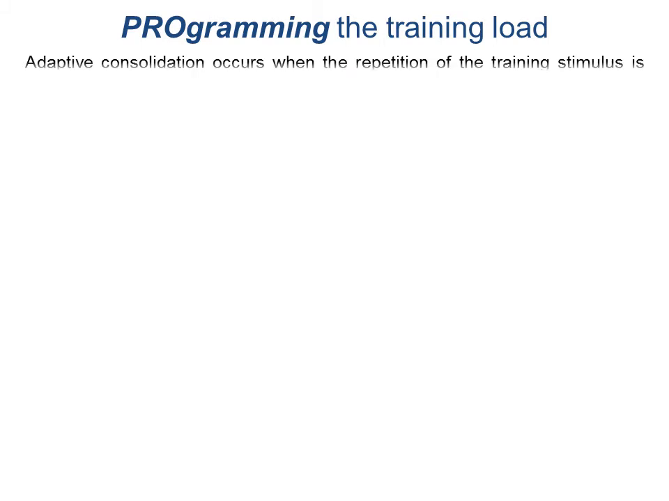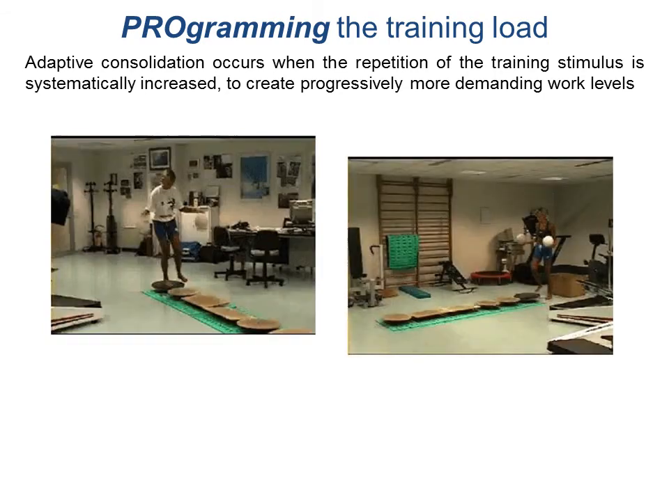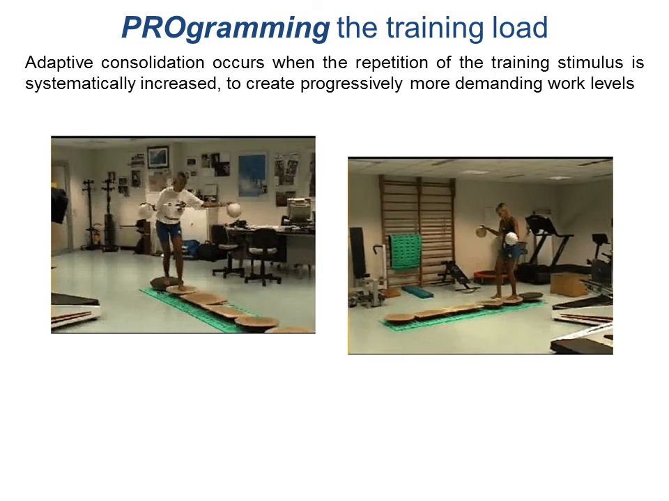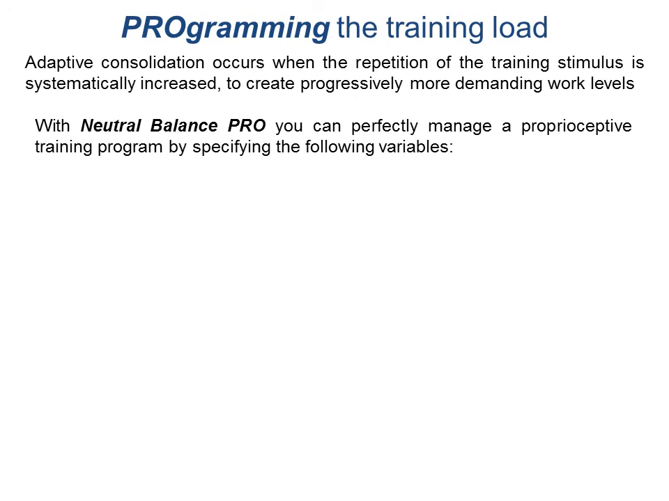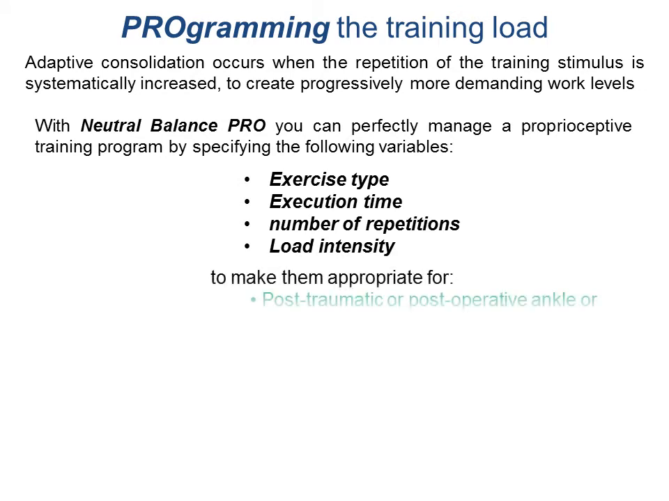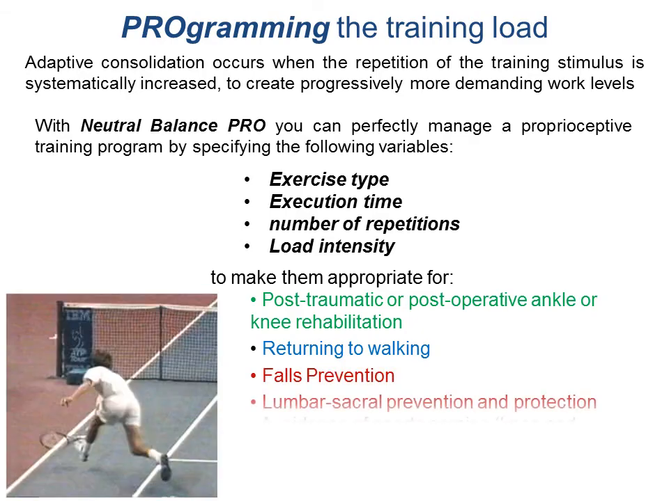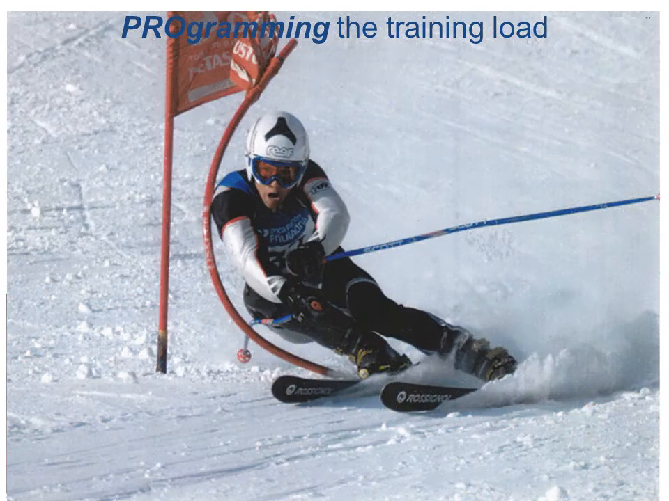Programming the training load. Adaptive consolidation occurs when the repetition of the training stimulus is systematically increased to create progressively more demanding work levels. With NeutralBalance PRO, you can perfectly manage a proprioceptive training program by specifying the following variables: exercise type, execution time, number of repetitions, load intensity, to make them appropriate for post-traumatic or post-operative ankle or knee rehabilitation, returning to walking, falls prevention, lumbosacral prevention and protection, avoidance of sports strains, and sports training.